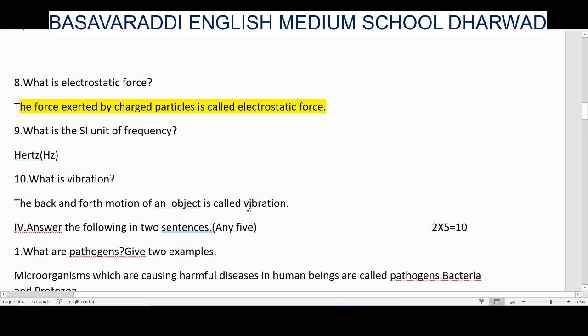What is the SI unit of frequency? How do you measure the frequency? Frequency is measured in hertz. This is how you represent this.